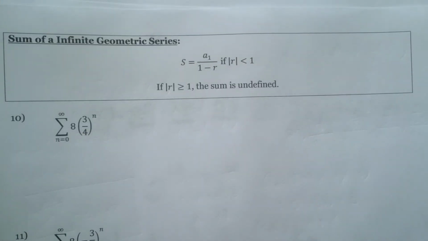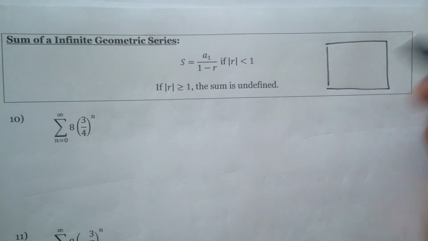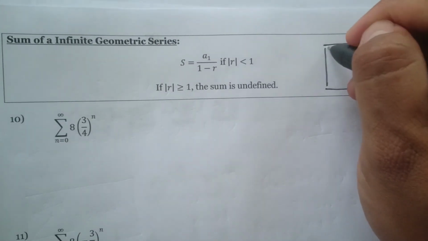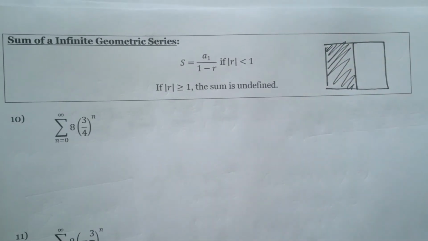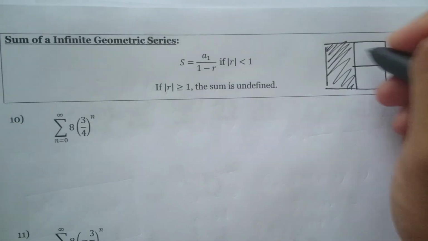Like, for example, halves. If I were taking half of something, then that's a geometric series. So, for example, if I start off with the square of a half, that's my first term, and I added half of that, well, half of this half is a fourth of this square.